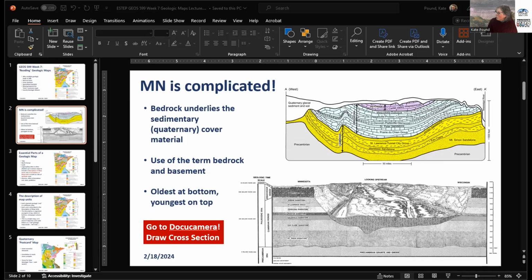So I just want to draw a simple cross-section now. So bear with me while I go here. Try again.